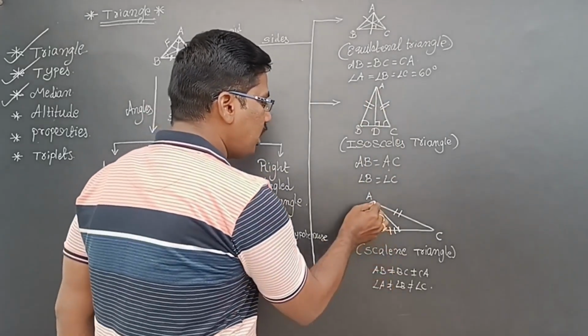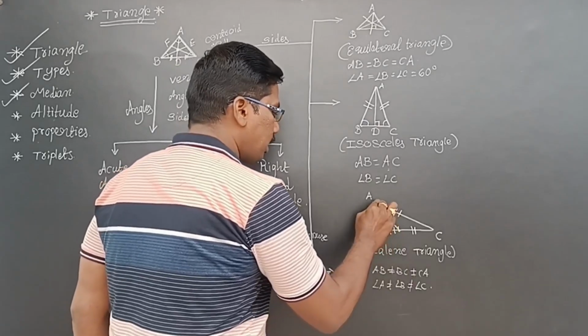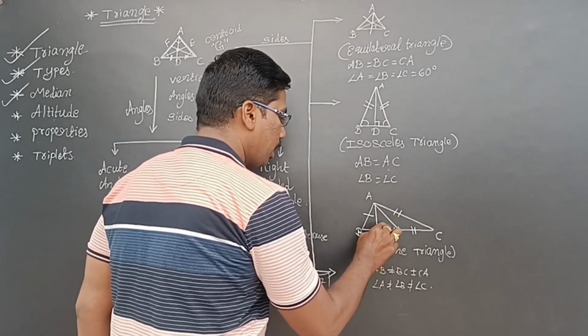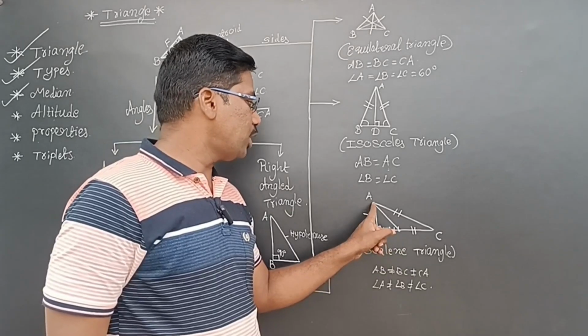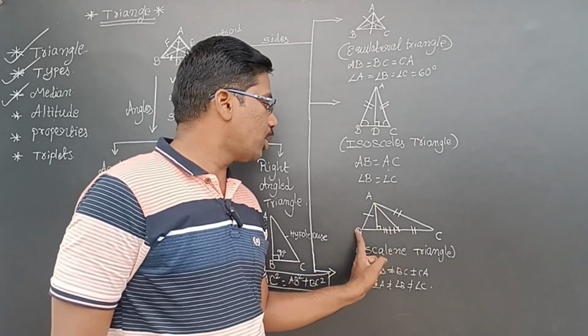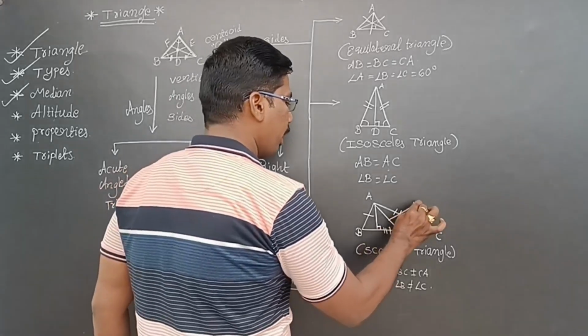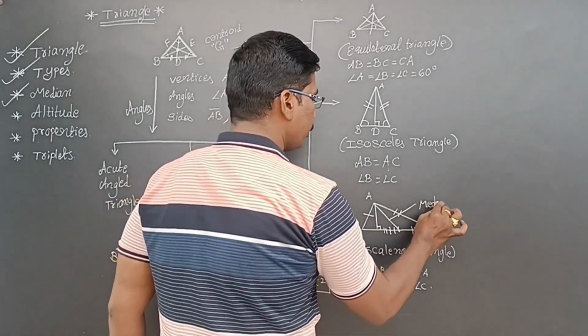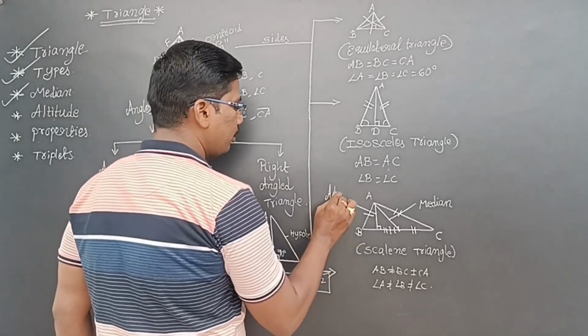See, this is median because it is dividing this triangle into two equal parts. This is height or altitude. You understand the difference. A line segment which is drawn from vertex to midpoint of the opposite side is called median. And this is called altitude.